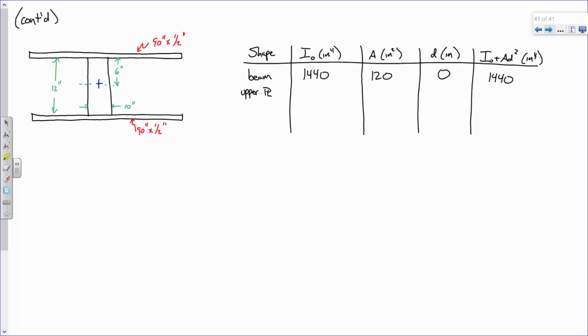Which, by the way, if you see me write like PL, that's just plate. That's just shorthand for plate.